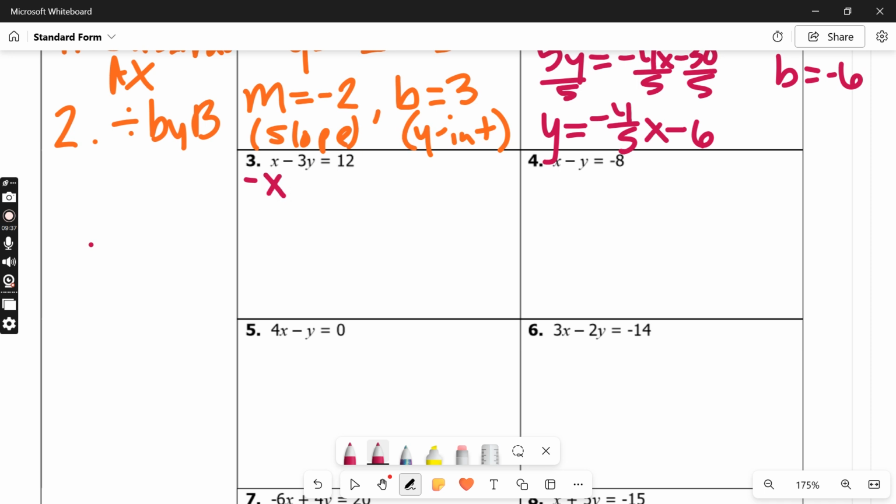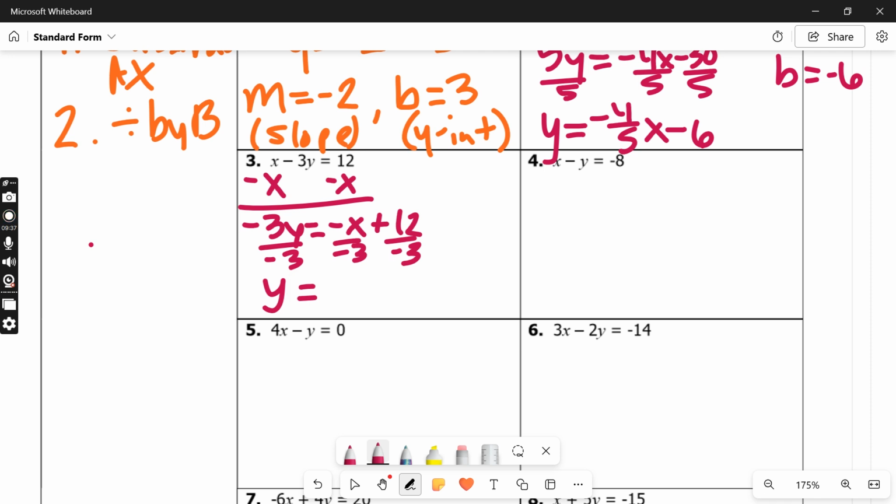Okay, on number 3, I'm going to subtract x from both sides. So I have negative 3y is equal to negative x plus 12. Then I'm going to divide everything by negative 3. So this gives me y equals, technically this is like negative 1 divided by negative 3, which is positive 1/3 x minus 4. So that gives me a slope of 1/3 and a y-intercept of negative 4.